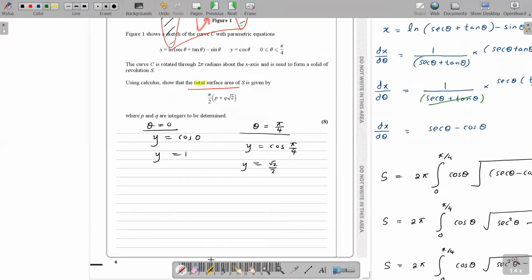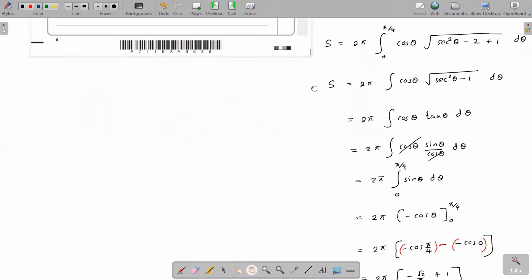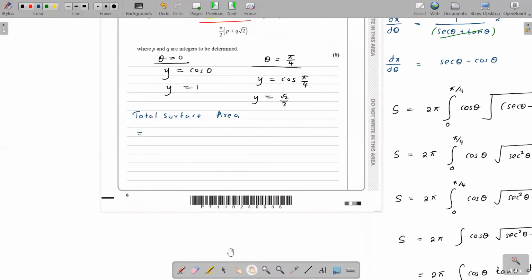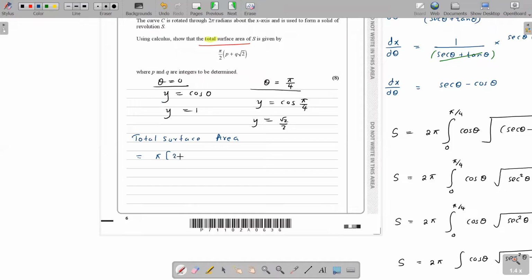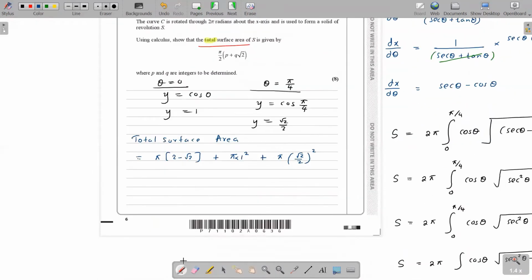So shall we get the total area? What's the total area? Total surface area is equal to the answer we got. What was the answer we got? Pi times 2 minus root 2, plus the pi r square of the beginning circle plus the pi r square of the end circle. At the two ends, there are two circles. So we get here pi times 2 minus root 2.